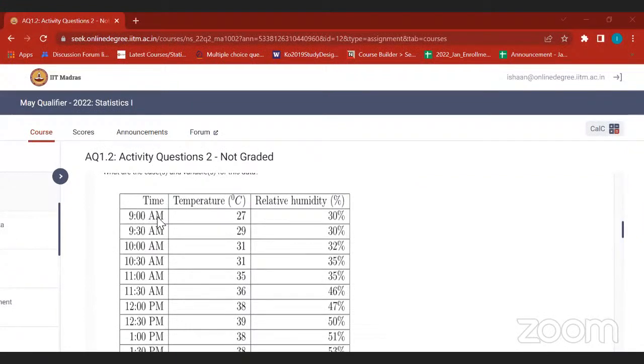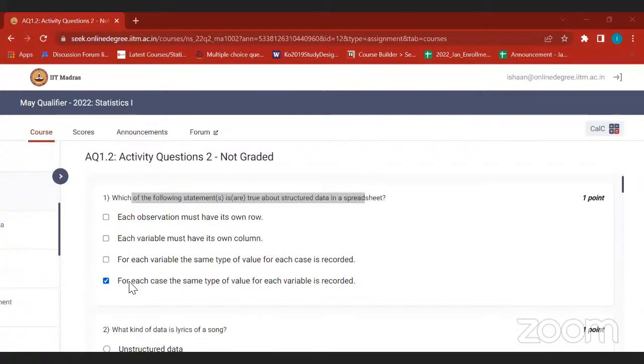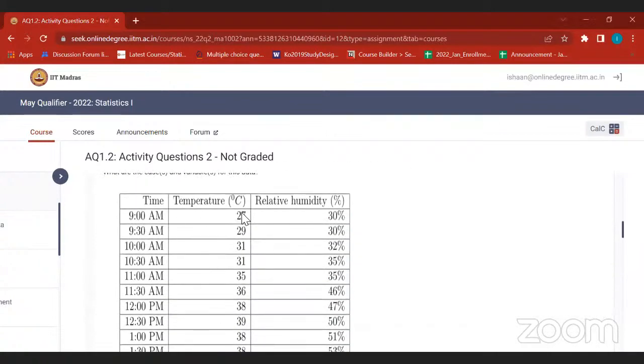See here, 9 a.m. is a case, right? Yes, sir. Temperature is recorded in degrees Celsius. Yes, sir. Humidity is recorded in percentage. So for each case, the same type of value for each variable? No, we are recording different types of values, right? Here it's in degrees Celsius, here it's in percentage. For temperature, we are recording in degrees Celsius, but not in Kelvin.